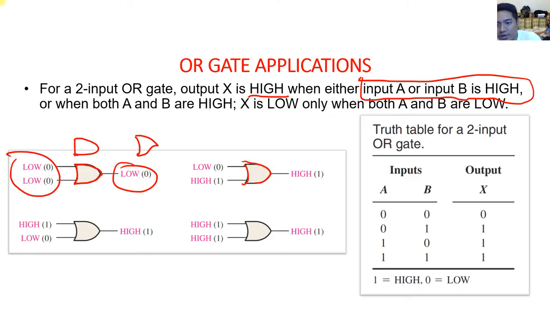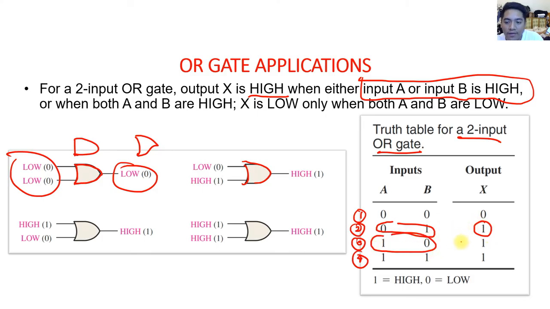As you can observe, for a 2-input OR gate, which has 4 possible combinations, when we have an input of high, it will always produce high or 1. The only time that the output will be low is if both A and B are low. So that is the OR gate. It basically performs addition, or plus, in Boolean algebra.